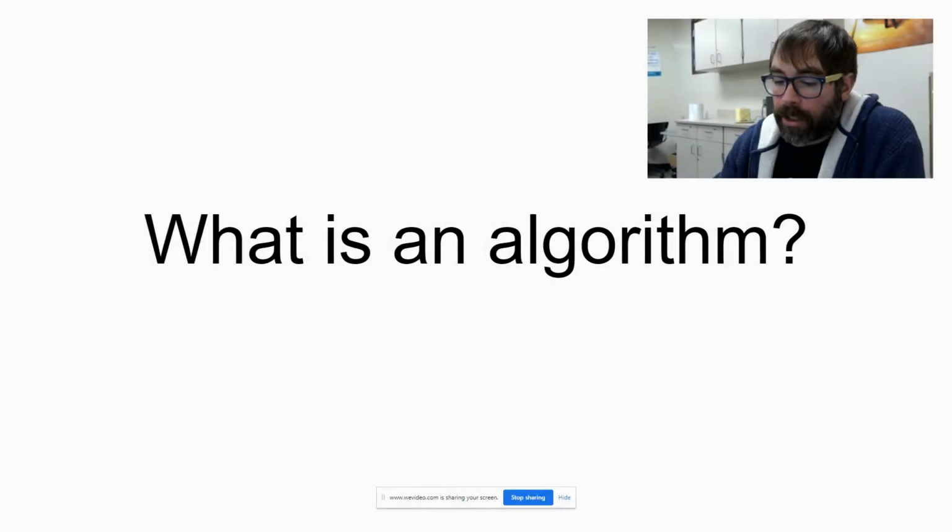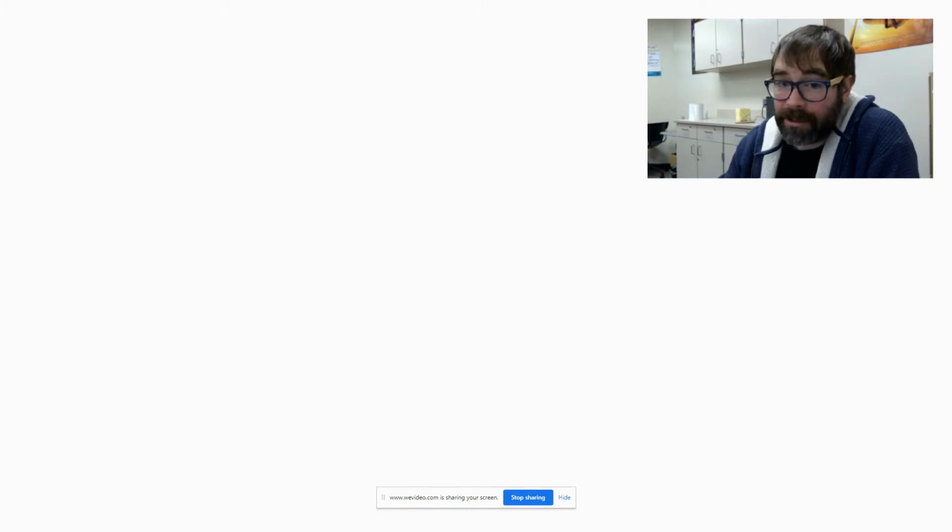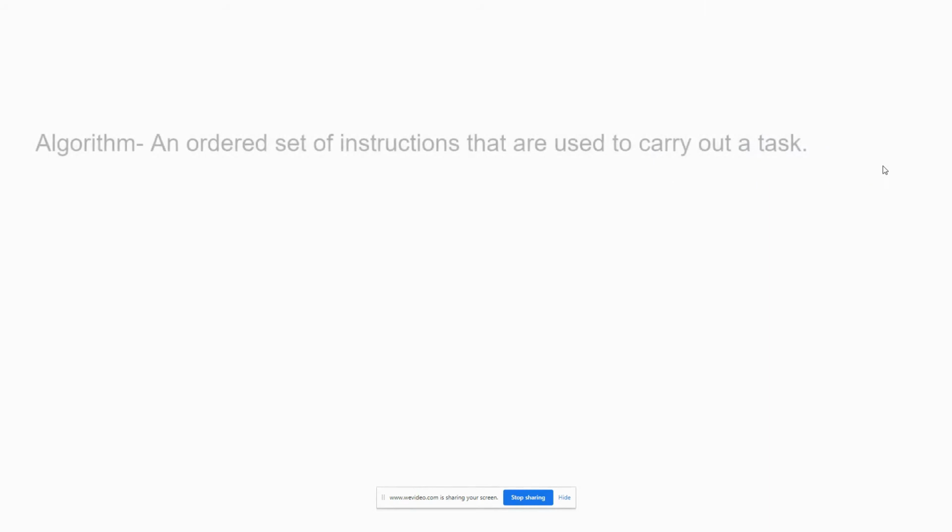Today we are talking about algorithms, and an algorithm is an ordered set of instructions used to carry out a task. Now, a lot of times when we hear the word algorithm, we think it's this computer program that's really complicated and nobody understands, and that's not what it is. Any set of instructions used to carry out a task is an algorithm.